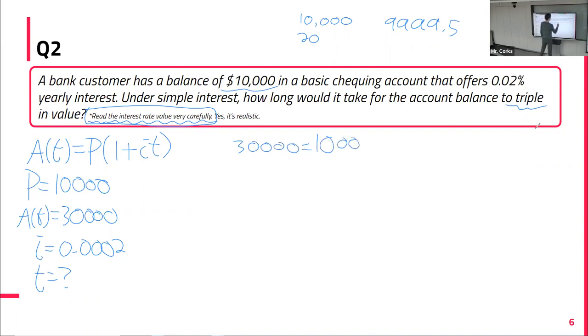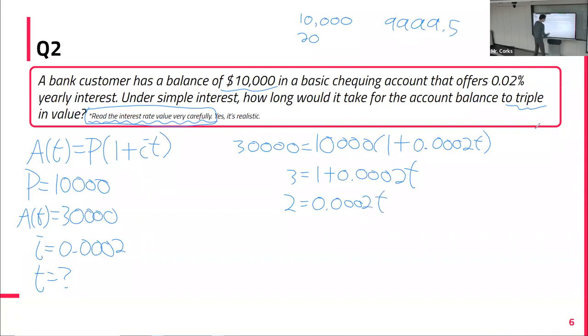30,000, 10,000 times 1 plus 0.0002 t. And just divide here. So we get 3 is equal to 1 plus 0.0002 t. So 2 is equal to that. Okay, so we get 1 over 0.0001 is t, and just do that division there. T is 10,000.